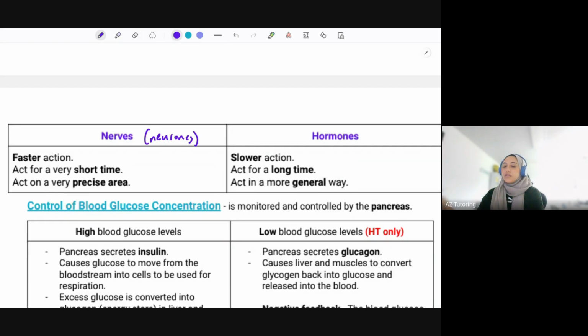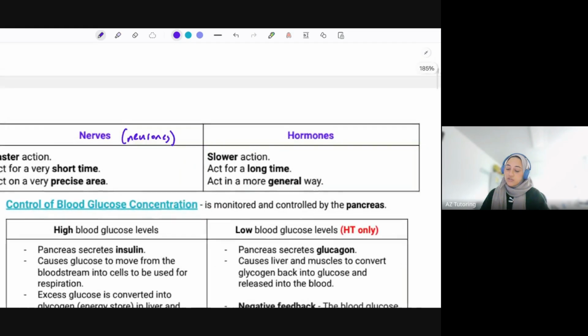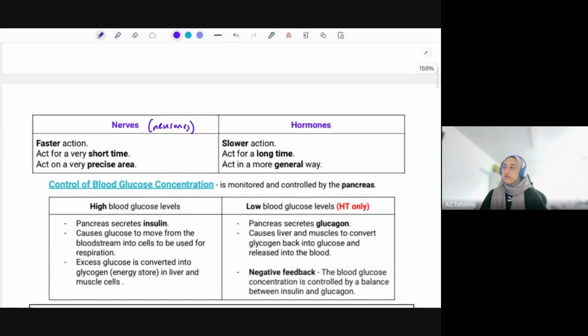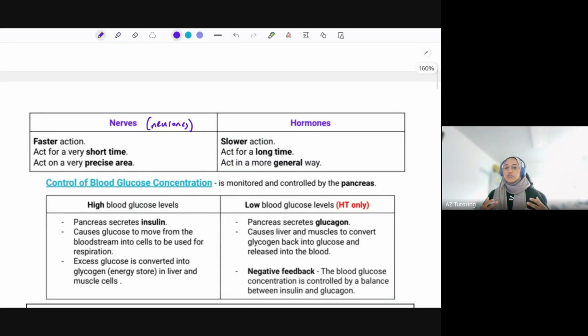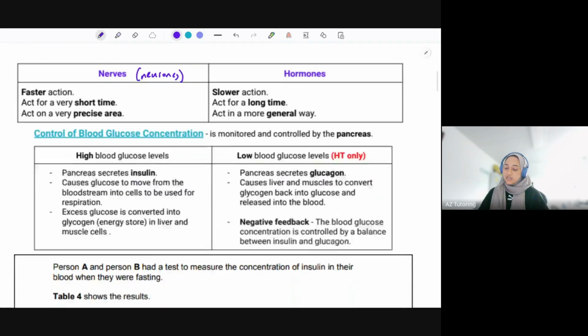Hormones are quite slow. So for example, if your blood glucose concentration drops, it's not going to straight away increase. It's a slow process. Nerves act for a very short time. So once you've pulled your hand away, that's it. The response is over. And it acts on a very precise area as well, compared to hormones, which act in a more general way. If you're releasing a hormone, it's not going just in one particular area. So for example, when you get the adrenaline rush, you don't just feel it in a particular area, your whole body tends to feel that adrenaline rush. So that's the effects of hormones.